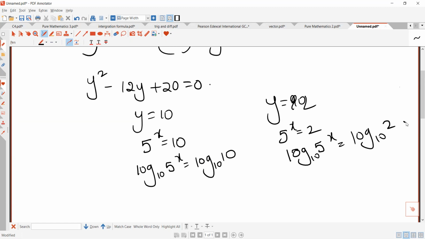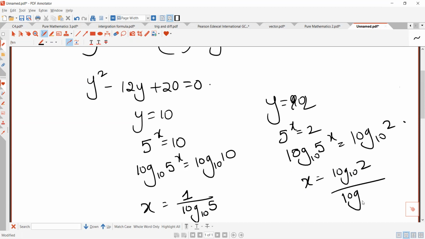Now I think you guys can solve after this on your own. Here, x is going to be 1 divided by log to the base 10, 5. And here it's going to be log to the base 10, 2 divided by log to the base 10, 5. Make sure this 10 is lower and smaller. So these are the two solutions we are getting. Find the answer, let me know.